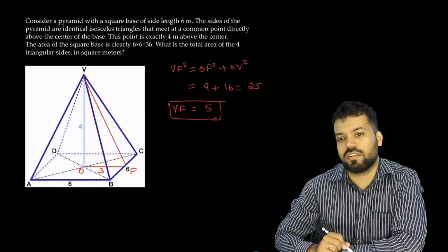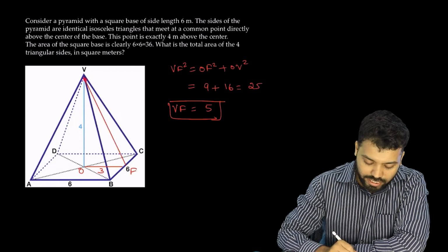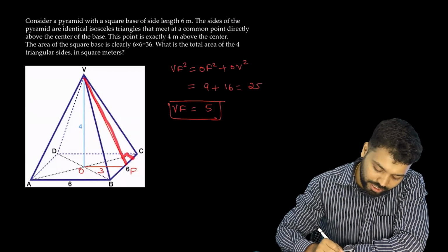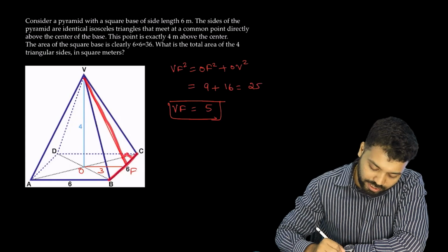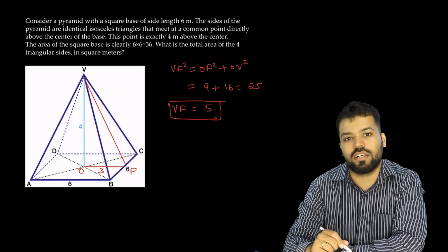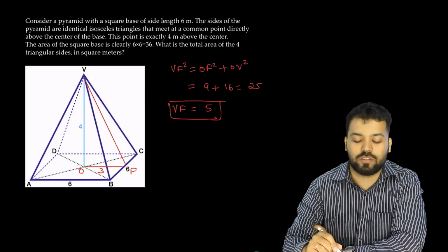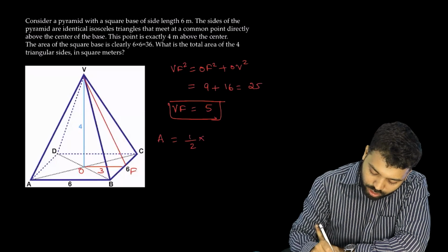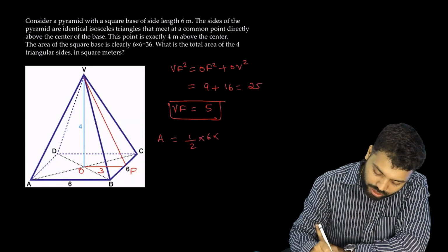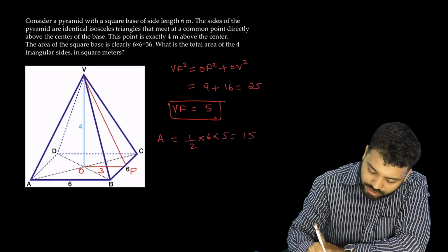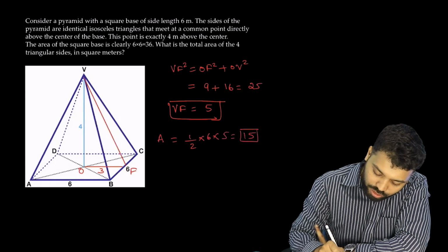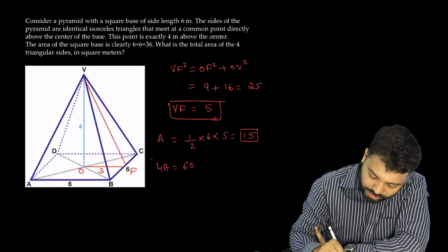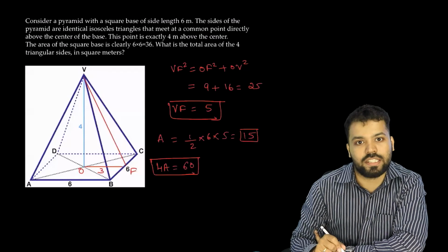Yes, you can consider that as the height. This height is 5 units and it is perpendicular to the base, and the base is 6 units. So what will be the area of that triangular surface? Half times base into height, which is half times 6 into 5. We will get 15. And how many such triangles are there? 4. So the area of all those surfaces is 60.